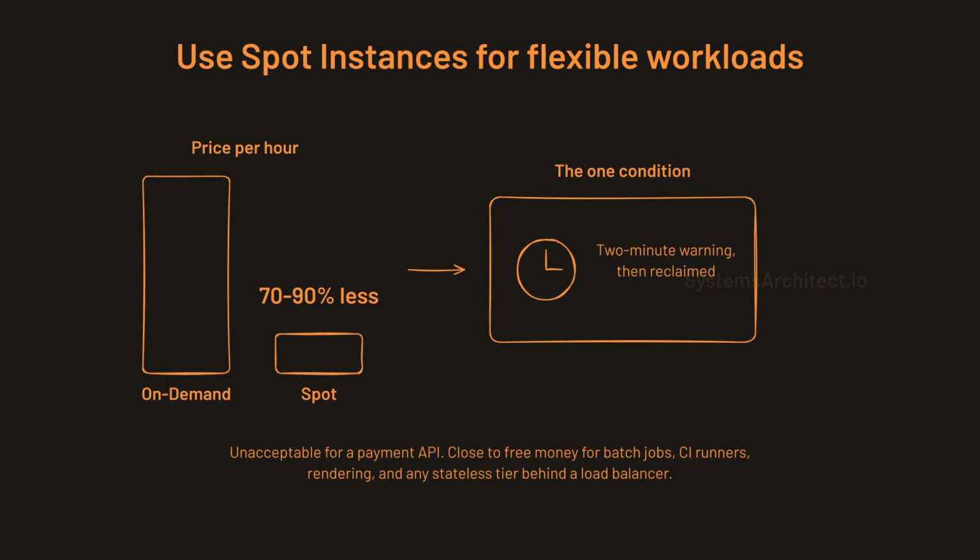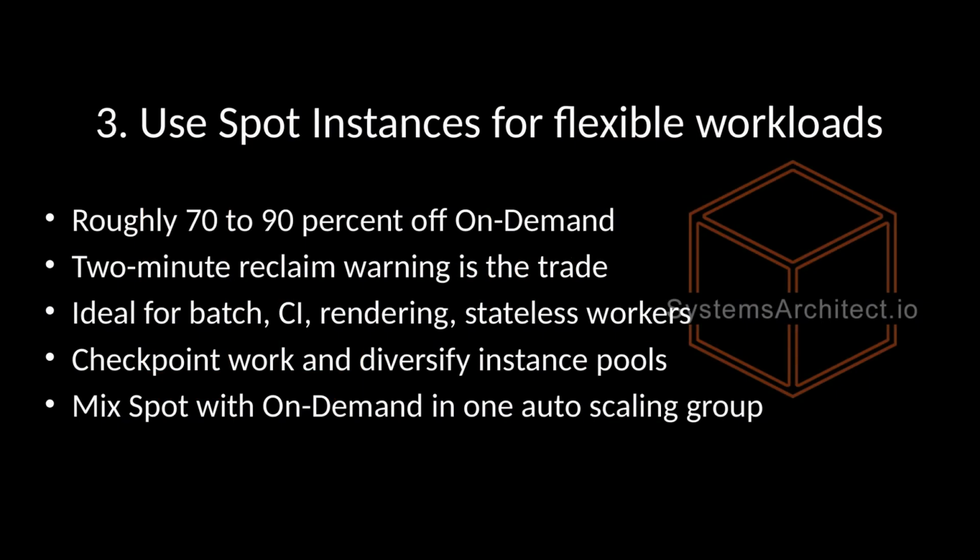That trade is unacceptable for a payment API. It is close to free money for batch jobs, CI runners, rendering, and stateless workers. Checkpoint long jobs so work resumes instead of restarting. Diversify across instance types and zones so one shortage cannot drain your fleet.